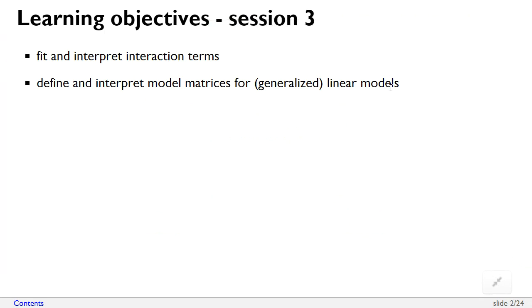All right, so I am going to do yet another quick review of the stuff that we covered in the first two classes of GLMs and logistic regression, but we're going to focus today on fitting and interpreting the interaction terms, and I'm going to introduce this interesting thing called the model matrix, which gives you a lot of flexibility in how you fit your generalized linear models.